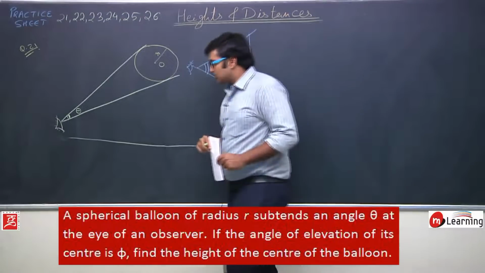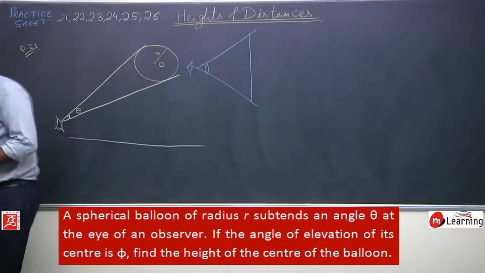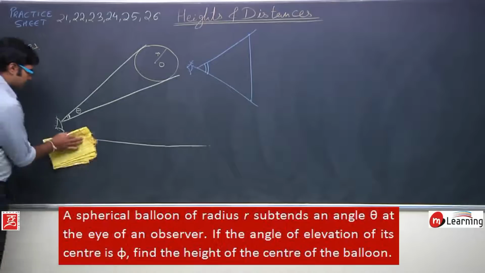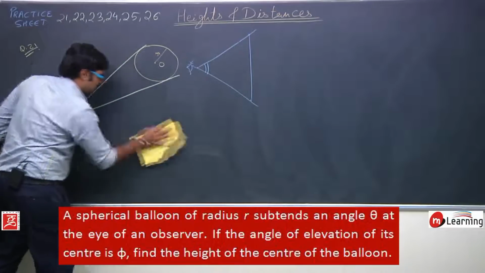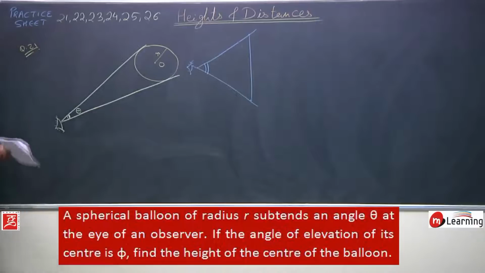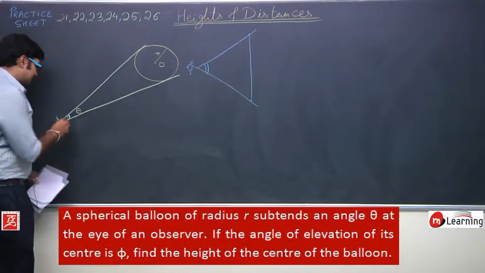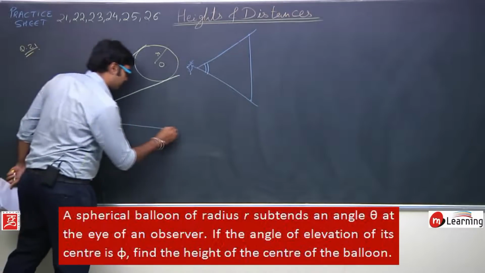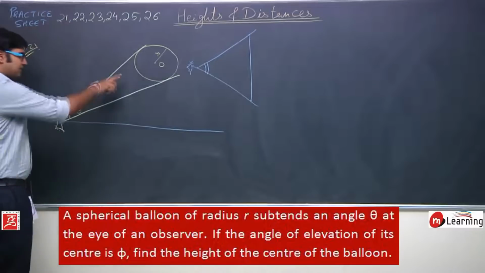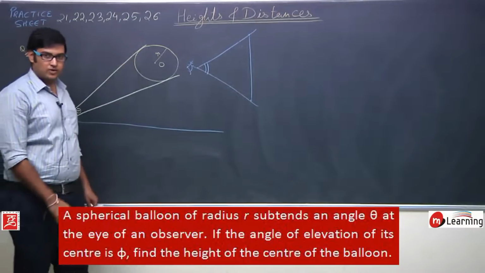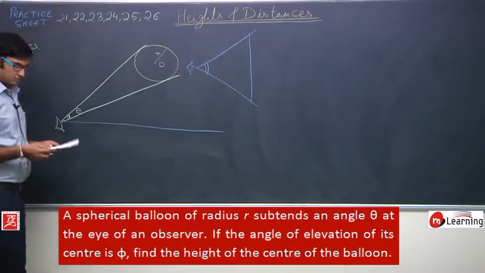Okay, so let us assume that the eye is at the ground level. So this is the ground level and I am observing this balloon. This is the angle subtended by the balloon.